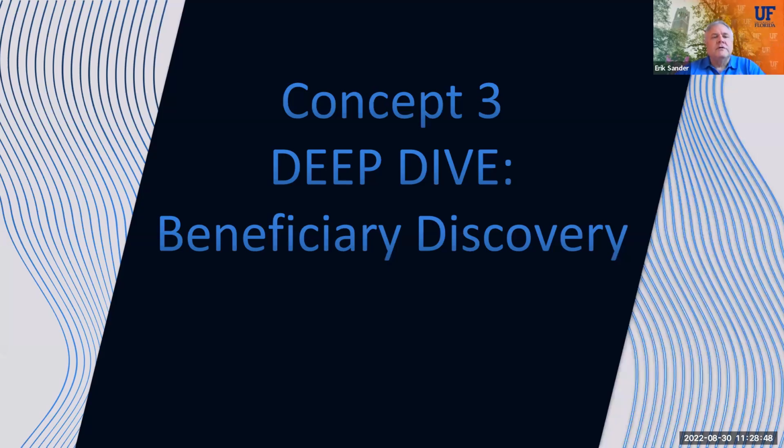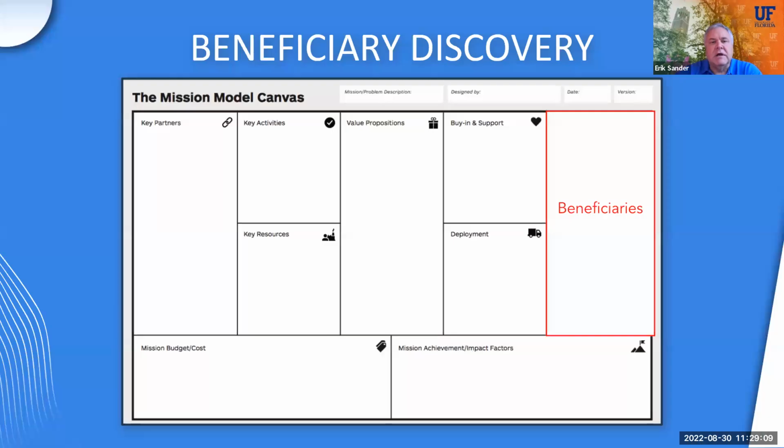So hello, this is Professor Sander again, and what we're going to do today is go into the deep dive of the beneficiaries and the beneficiary discovery process. This really plays off of the last couple of discussions we've had on the mission model canvas and the value proposition canvas. And now what we're going to do is go into each of the individual blocks.